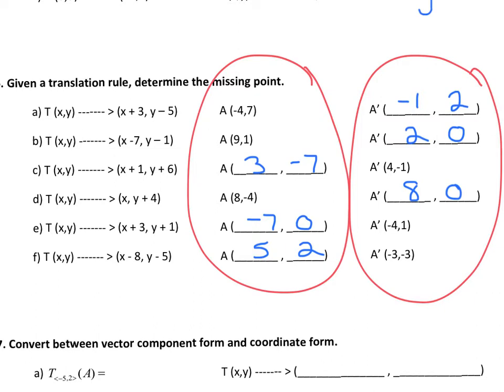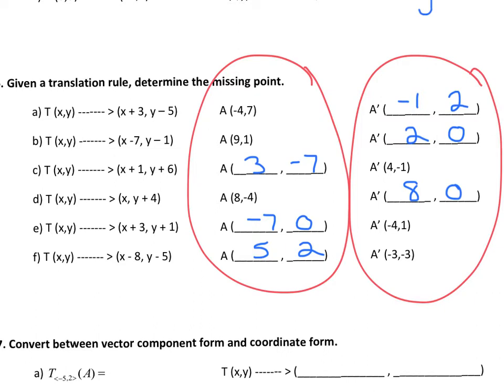So in question A, I'm starting at (-4, 7), and I'm adding 3 to X and subtracting 5 from Y, which gives me (-1, 2). In question B, I'm starting at (9, 1), I'm dropping the X by 7 and the Y by 1, leaving me at (2, 0). But in question C, I'm wondering where I started, because after adding 1 to X and 6 to Y, I landed at (4, -1), which means I must have started at (3, -7). In question D, I'm back to starting at (8, -4). I do not change X, but I add 4 to Y, landing at (8, 0).